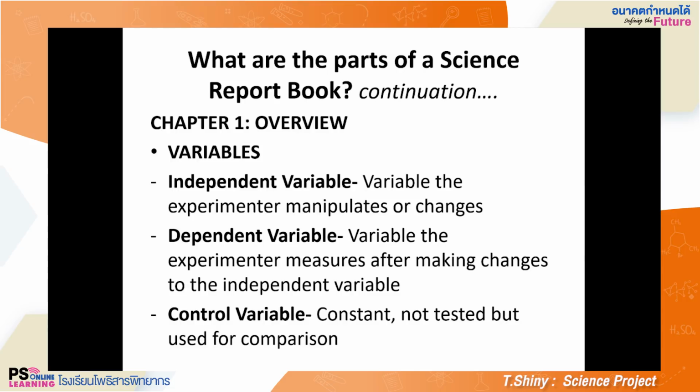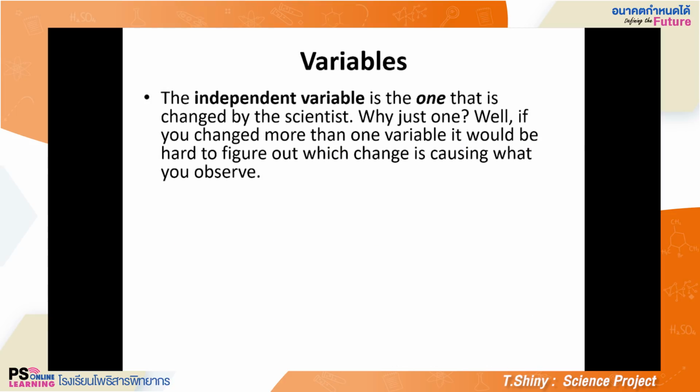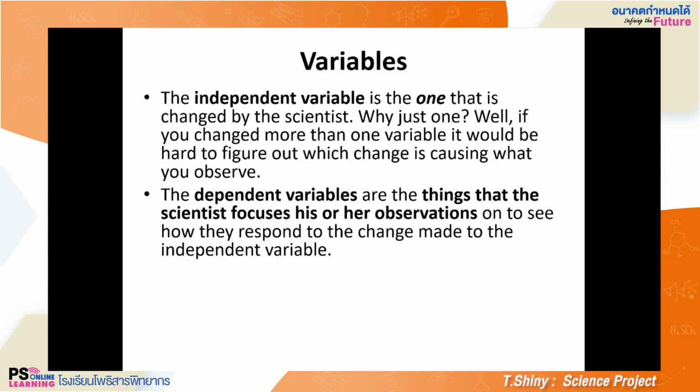So these are the three types of variables, and I will be showing you two videos for you to understand more the difference among these three types of variables. From the video that I will show you, you will be able to easily identify the independent variable, dependent variable, and control variable. The independent variable is the one that is changed by the scientists, as I mentioned earlier, and it should only be one.